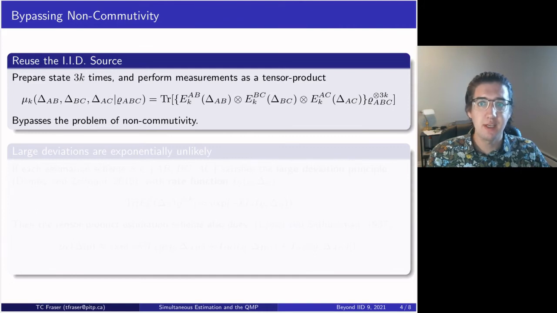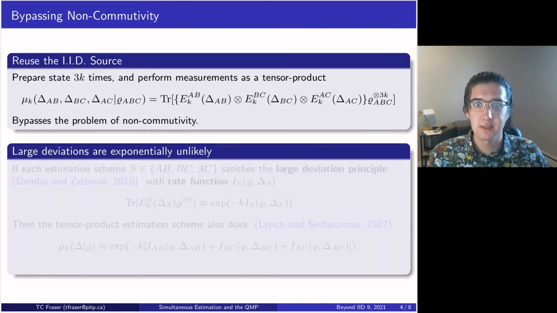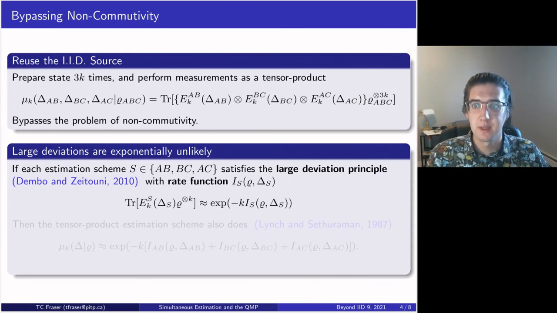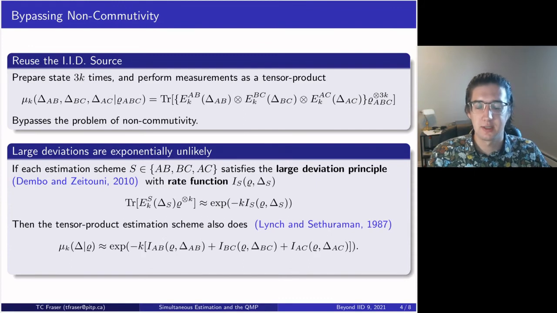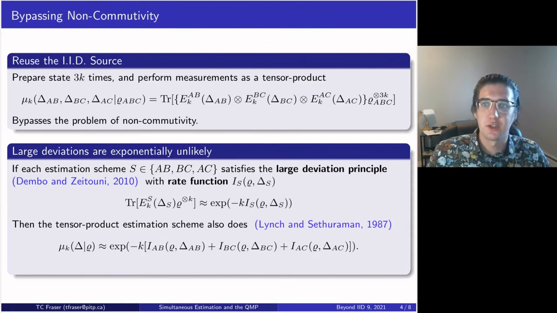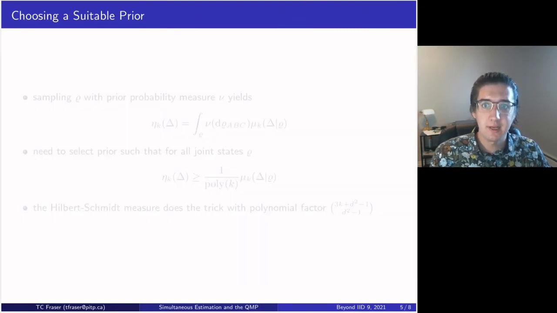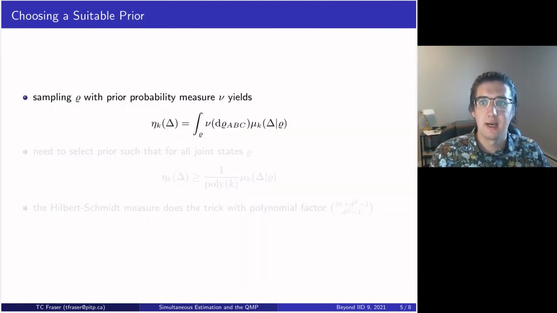Moreover, if each of the individual estimation schemes satisfies a large deviation principle, then so will the tensor product estimation scheme. Therefore, we can ensure that the error probabilities decay to zero at an exponential rate. Finally, as we already mentioned, you can eliminate this explicit dependence on the joint quantum state by sampling it randomly with respect to a prior measure nu.